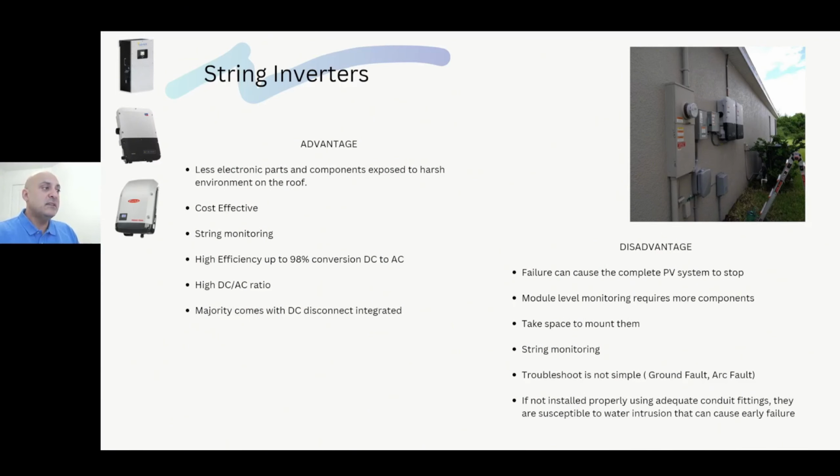On the high DC AC ratio, you may wonder now, hey, what does it mean, DC AC ratio? Just to give you a brief explanation, and then probably it takes me like 10 minutes for that explanation, but let me try to make it as brief as possible. So DC to AC ratio is just the relationship of how much DC that inverter can handle compared to the power output on the AC side.